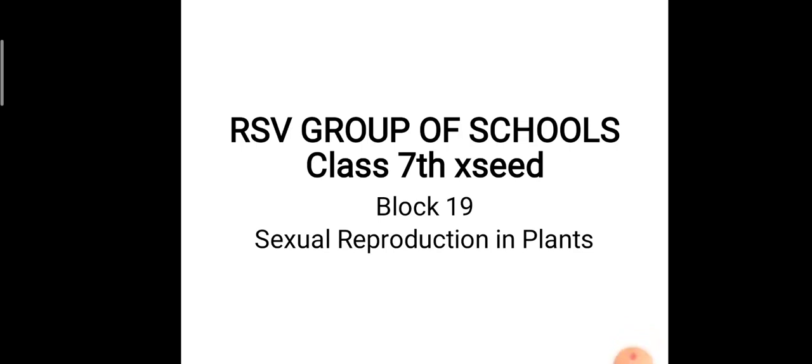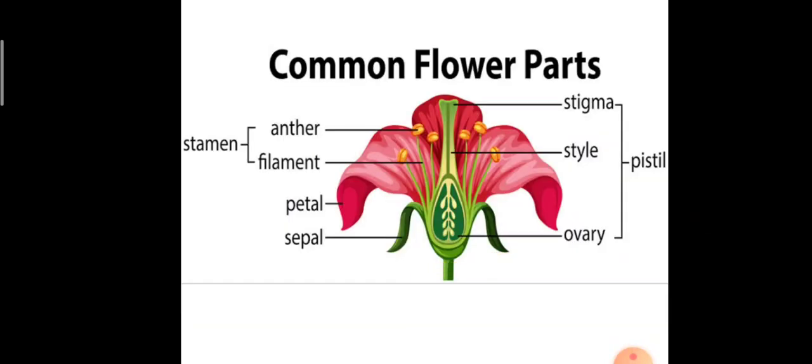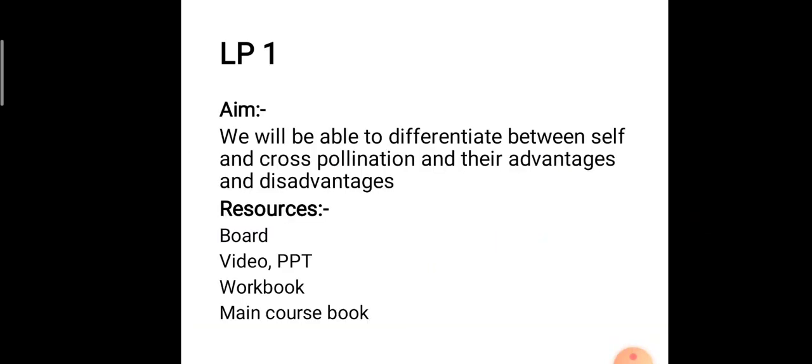As you have studied in your previous class, the main reproductive part of the plant is the flower. So first of all, we are going to recall the main common parts of the flower. Then we are going to start with LP1. The main topic which we are going to cover in this video is the types of pollination, meaning self and cross pollination, and their main advantages and disadvantages.